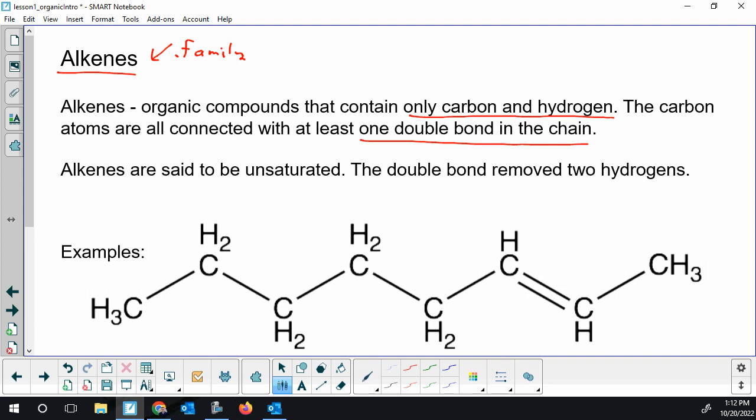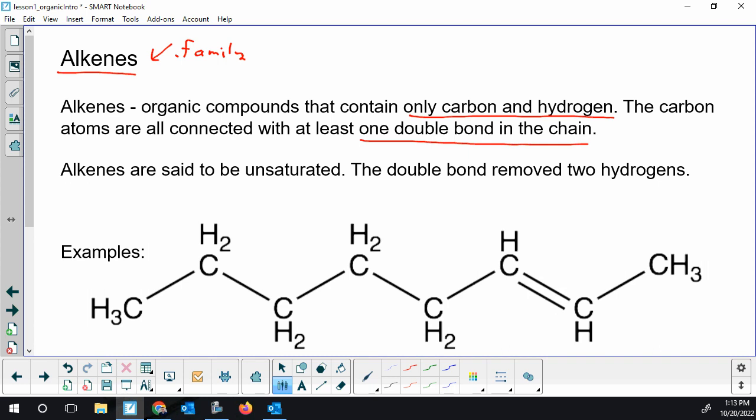We focused in high school on naming one double bond, but you could have two or three. You'd see the same prefixes. If you had two double bonds, you'd see di, telling the reader there's two. If you had three double bonds, it'd be tri. But that's not largely where we're going.